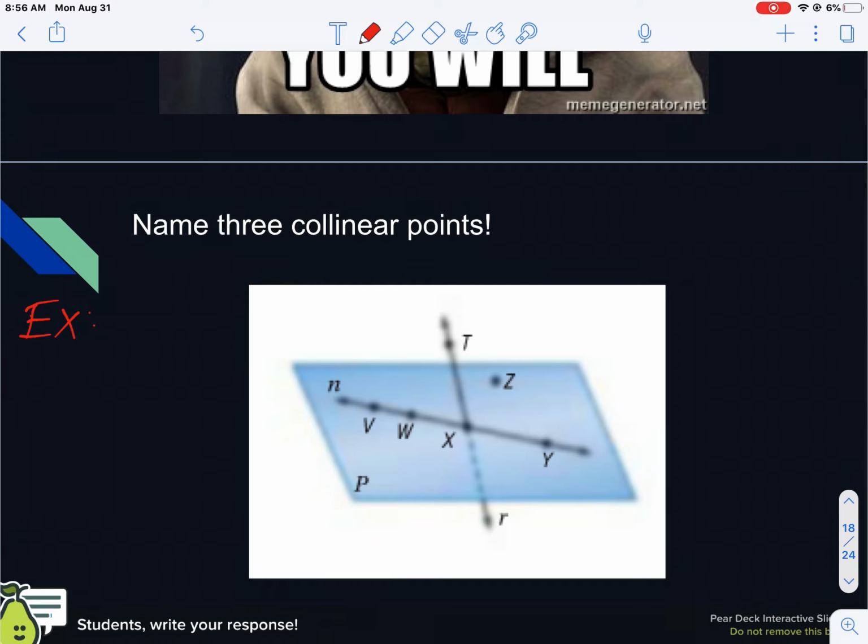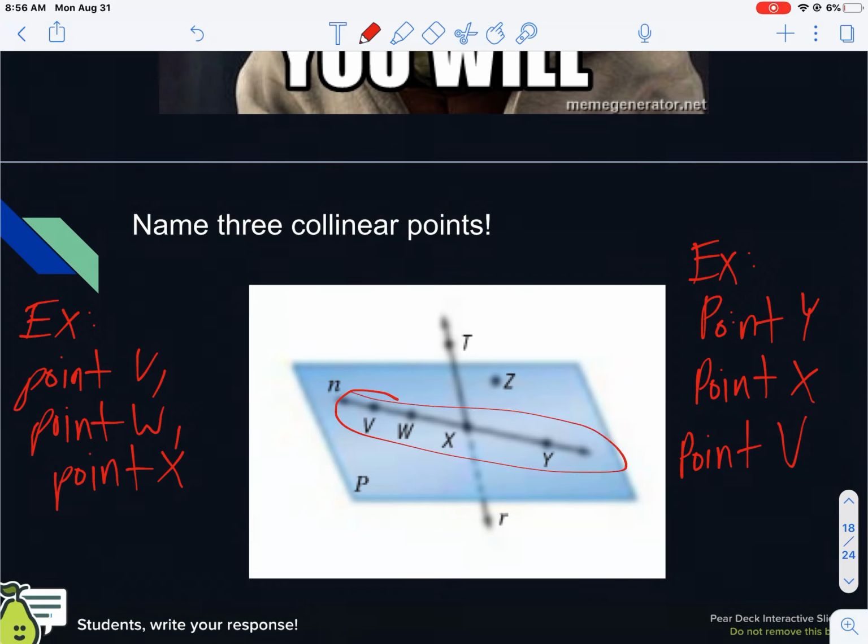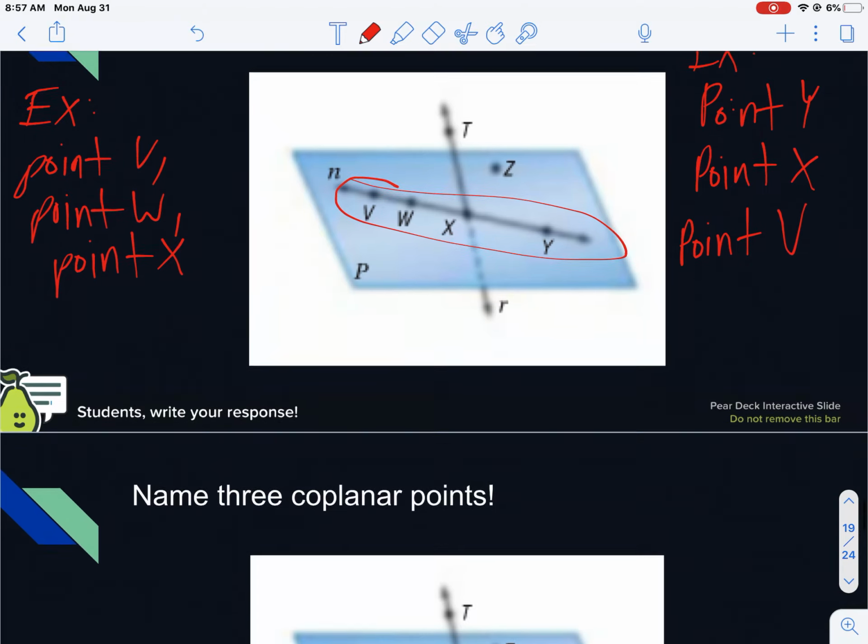So, for example, point V, point W, point X, or, for example, point Y, point X, point V. Right? So there are 4 points on this line, so 3 of them, I mean, they're all collinear, but we just want 3 collinear points. So that would be V. One combination of 3 of those. Okay?